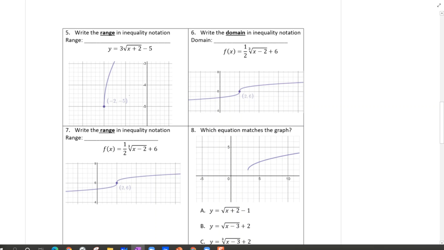Range is the y values. So you can see it there. y starts at -5 and goes up to infinity. It does touch the -5. It can never reach infinity. If we've got an infinity one, we can just write it like this. We normally write the variable first. If it was in interval notation, which we're not doing on this test.